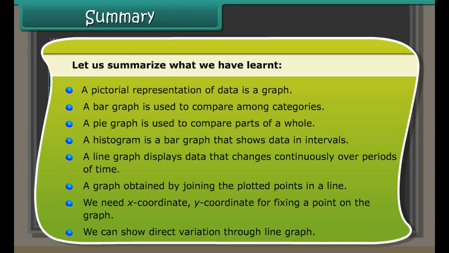A line graph displays data that changes continuously over periods of time. A graph obtained by joining the plotted points in a line is a linear graph. We need the x-coordinate and y-coordinate for fixing a point on the graph. We can show direct variation through a line graph.